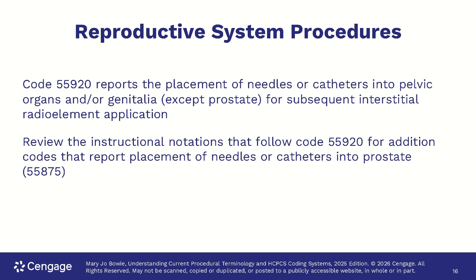All right, reproductive system procedures. Actually, there's only one code under reproductive. This is code 55920, which reports placement of needles or catheters into pelvic organs and/or genitalia for subsequent interstitial radio element application. There is a note here that provides guidance in reporting the placement of needles or catheters into the prostate. You want to make sure that you review that.